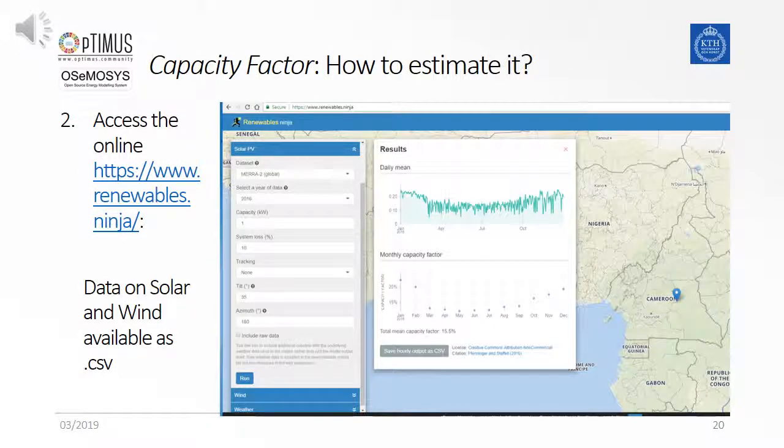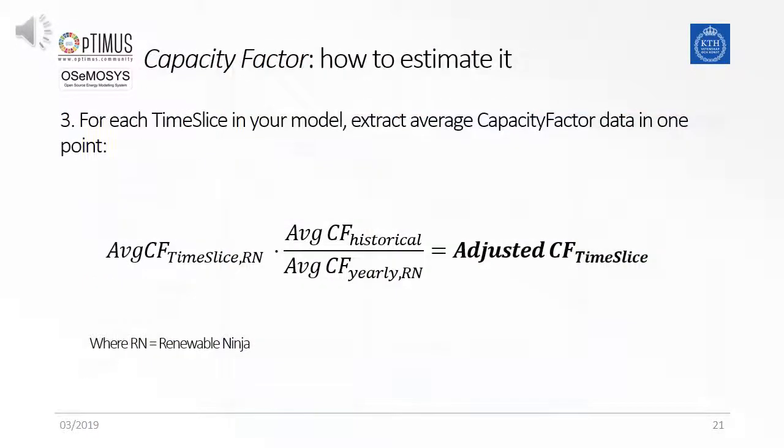We can then look for hourly data on the internet. One such website could be Renewables.ninja. Here we can download hourly data on solar and wind in a certain region. We can then extract the average capacity factor for each time slice. Adjusted capacity factor for each time slice is equal to the average capacity factor of each time slice, as we got the data from Renewables.ninja, times the average capacity factor of our historical data, divided by the yearly average capacity factor from Renewables.ninja. Again, Renewables.ninja is just an example for one website. You can use any data from any website.